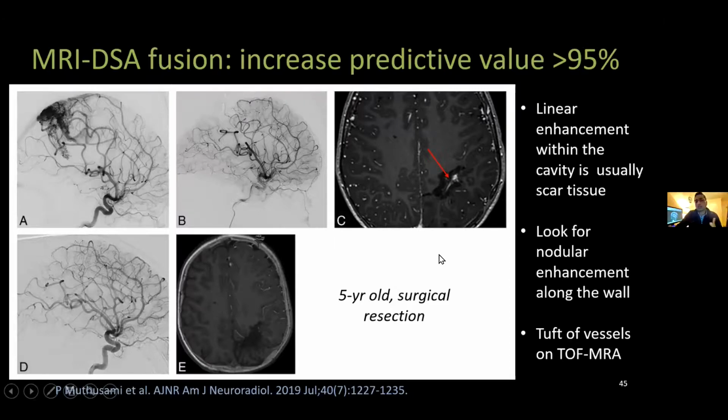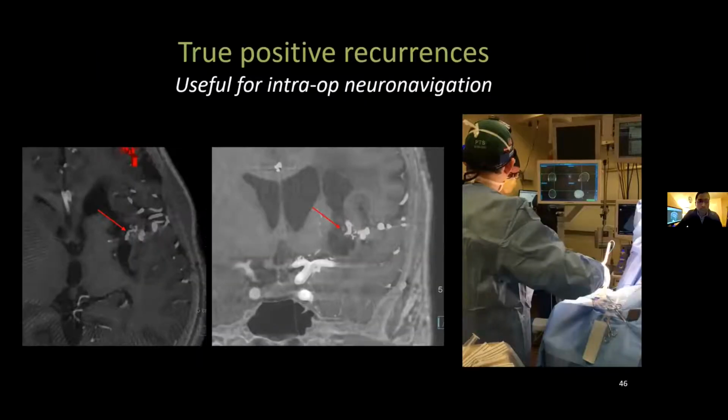So these kind of cases you can eliminate very confidently, because you can see very clearly that this is not an AVM nidus, and these children do not get these false positives. And similarly, you can reduce also the false negatives. And these kind of fused images are also very useful for intraoperative neuronavigation.